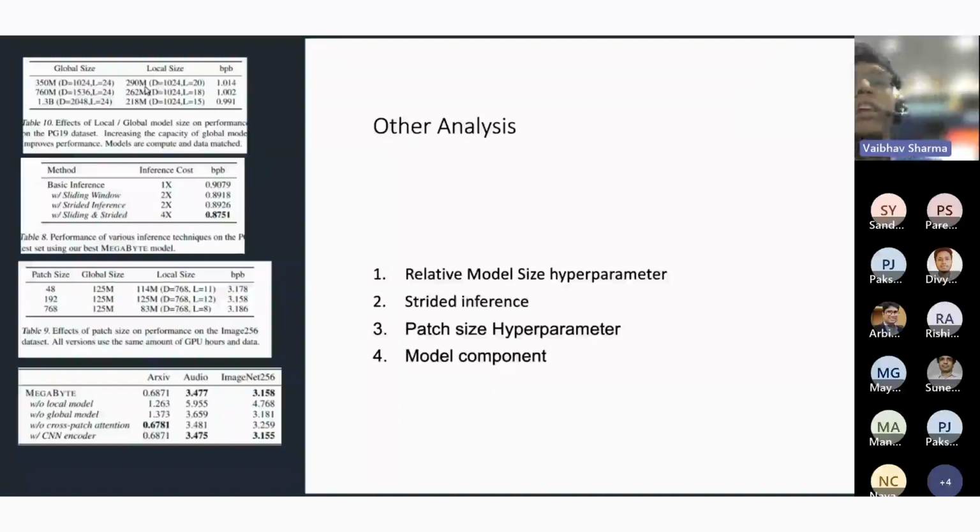So they noticed that the more parameters of the model size they use, the better the bits per byte value becomes. The lower the bits per byte value, the better it is. So this is what they inferred from this.